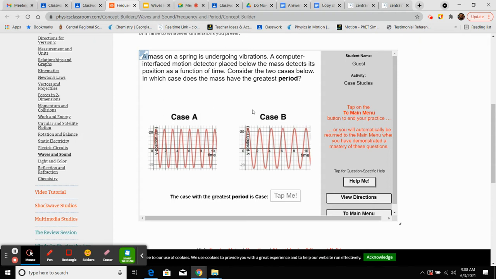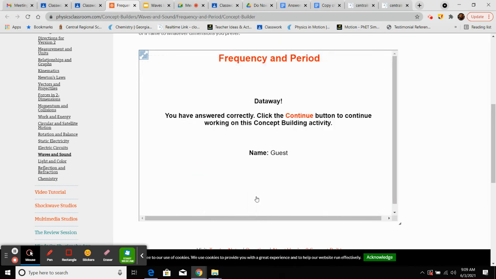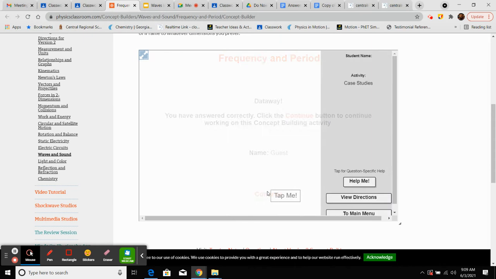What do you think? A? Why B? Because they're more spread apart, and time is down here. If one wavelength is from crest to crest, there's a longer distance between them than over here. Another way to think about it is that the one with a higher frequency has a shorter period, and A is happening more frequently. So we're going to say B. Next.